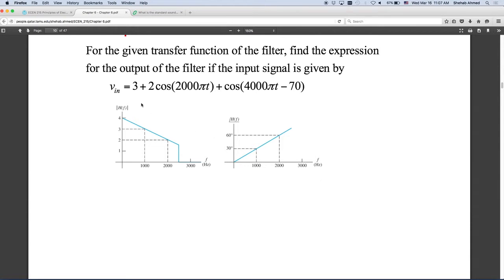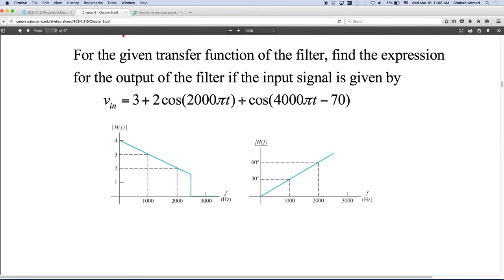Here I have three signals. I have 3, plus something at 1000 hertz, plus something at 2000 hertz, right? So how will this transfer function affect this one? This is what? 3 is DC, right? It's not a sine wave. It's a DC signal, so it's at 0 hertz, right? So the magnitude will be multiplied by what? The magnitude will be multiplied by what for this 3, for any DC signal? Look here, not at me.